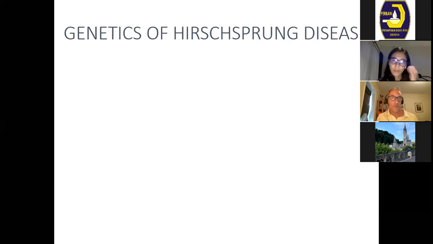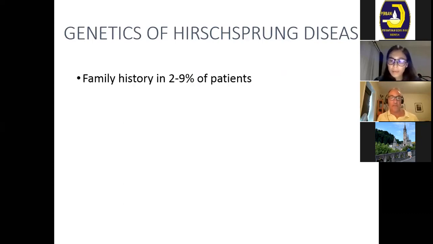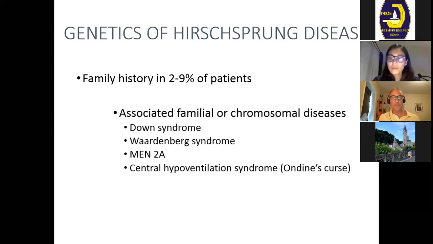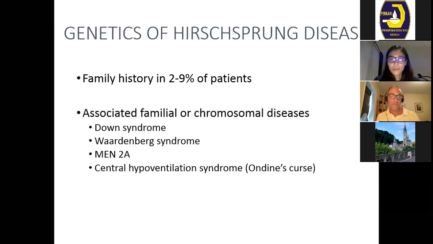We do know that Hirschsprung's is a genetic disease, and this has been suspected for a long time because there's a family history in a significant number of patients. And also, we know that Hirschsprung's is associated with other familial or chromosomal diseases. The most common one, of course, is trisomy 21.